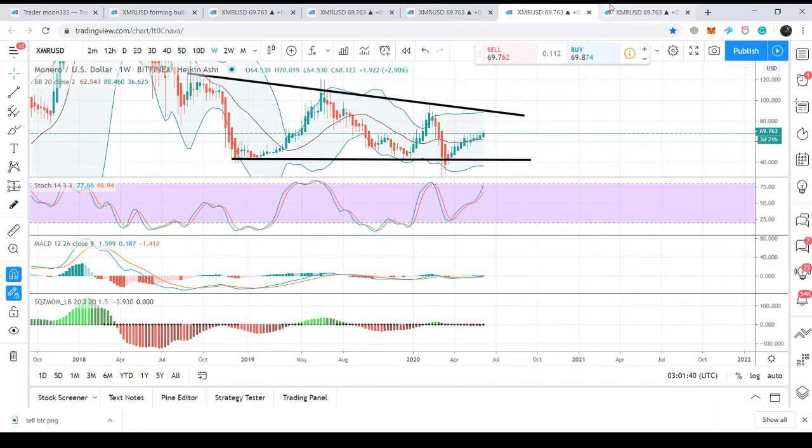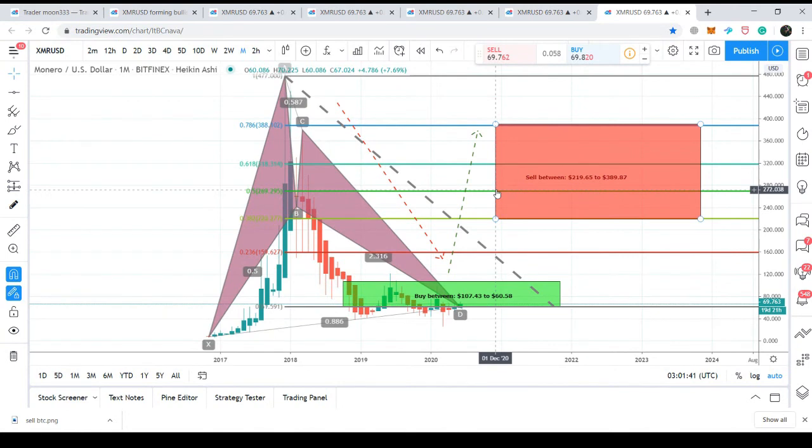Now let's move to the final chart, and this is my most favorite move by the price action of Monero, that it has formed a very big bullish bat pattern. Like the XLM, in my XLM video you can watch, the XLM has also formed a very big bat pattern on the 2-month chart, and it has formed a very big bat pattern on the monthly chart.